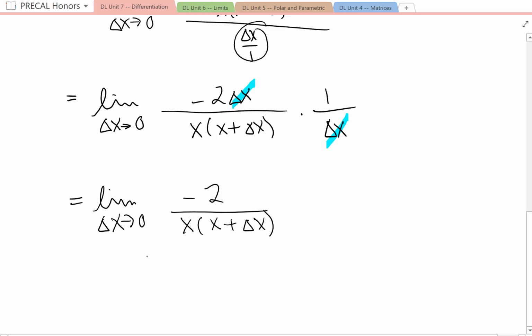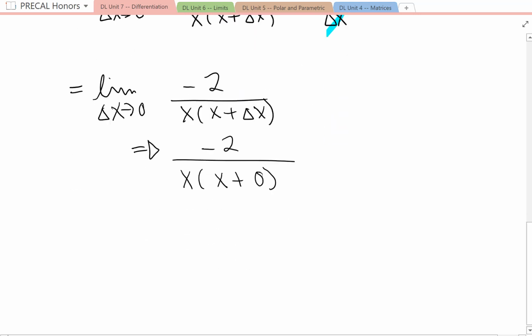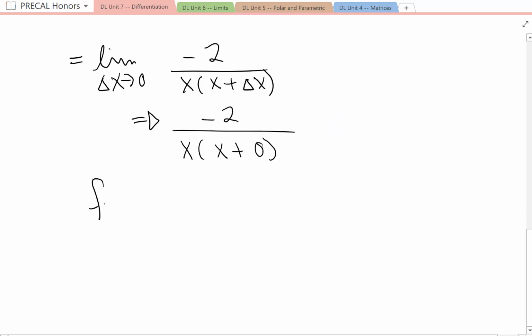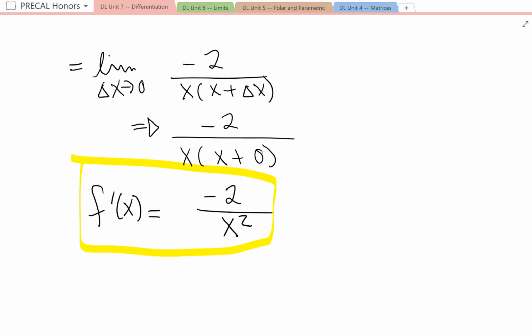Go ahead and plug in 0 for delta x. Negative 2 over x times x plus 0. Our derivative is negative 2 over x squared. And that's the derivative, the slope of the tangent line.